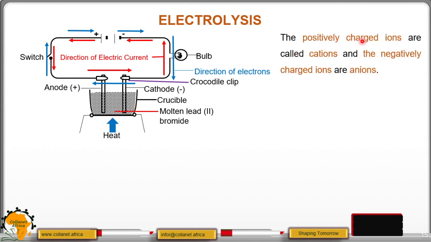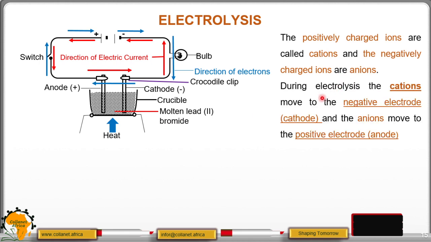The positively charged ions are called cations. For example, here we have lead ions, which are positively charged. So the positively charged ions are referred to as cations, and the negatively charged ions are called anions. The negatively charged ones here are the bromide ions, so they are known as anions. Don't confuse between the two terms.